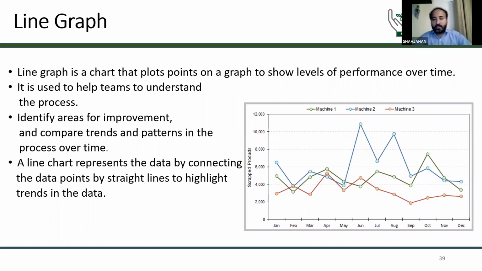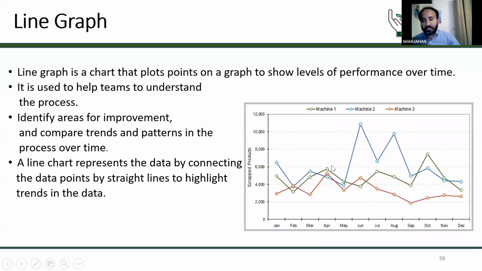The line graph, what is the line graph? Usually you are using this in your pharmacy, and you are using indicators, or sometimes when you are showing the result of your project. A line graph is a chart that plots points on a graph to show level of performance over time. This is very important. The performance over time we have to show by the line graph. It is used to help the team understand the process, identify areas of improvement, and compare trends and patterns in the process over time. A line chart represents the data by connecting the data points by a straight line to highlight the trends in the data.